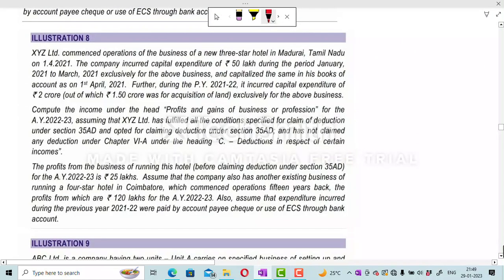This is another business. XYZ commenced operations of business of new 3-star hotel in Madurai, Tamil Nadu on 1/4/21. Company incurred capital expenditure of 50 lakhs during the previous year. So this capital expenditure is eligible because it is a hotel of 2-star or above. This is 3-star, it is eligible.